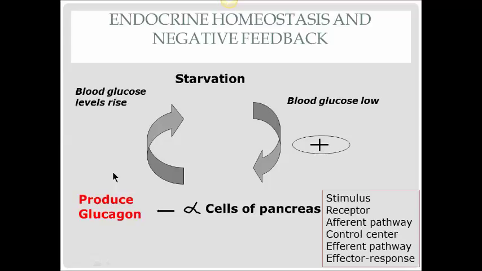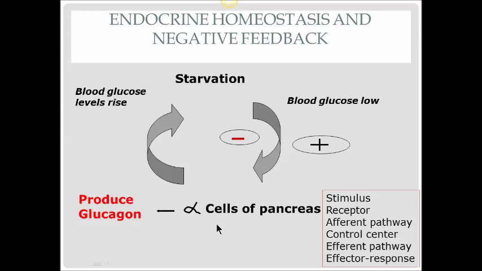And now when your blood glucose level has risen and come to the optimal level, the stimulus is no longer there. And so no longer are the alpha cells of the pancreas stimulated, so no longer is glucagon being produced, and so blood glucose level doesn't continue to rise. Okay, so this is what I said.